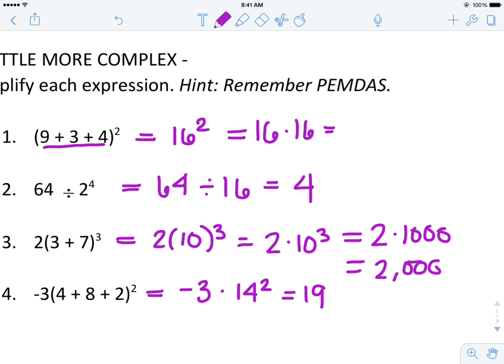Oops, put that 3 in front, can't forget about them. Negative 3 times 196. And we get an answer of negative 588. So this is basically a reminder to remember to use PEMDAS at all times. No excuses. PEMDAS, PEMDAS, PEMDAS.